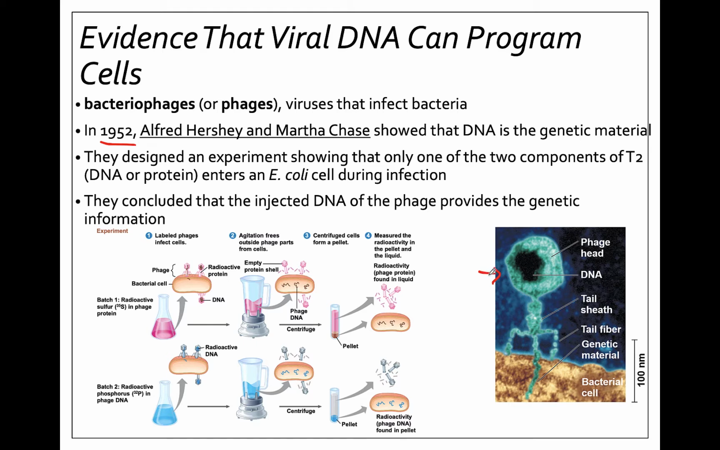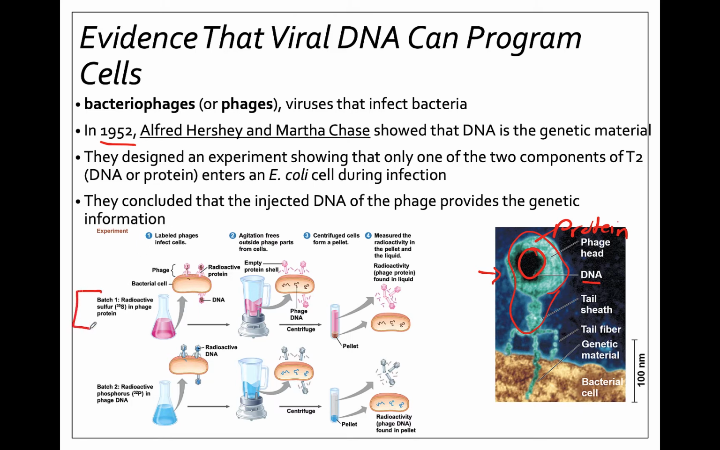Bacteriophages are made of two parts. They have a protein coat, which is this outer coat out here, made of protein. And they have DNA inside. So just like our chromosomes, they're made up of protein and DNA. What they did is they let these bacteriophages infect some bacterial cells, and they tracked which parts actually get into the bacteria to infect the cells.